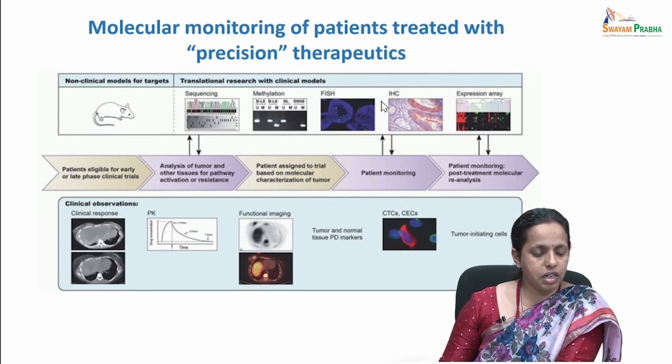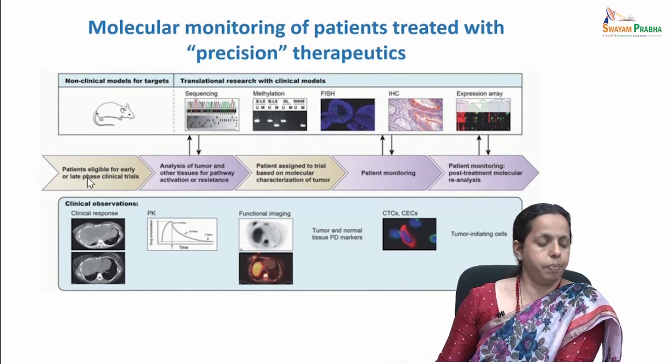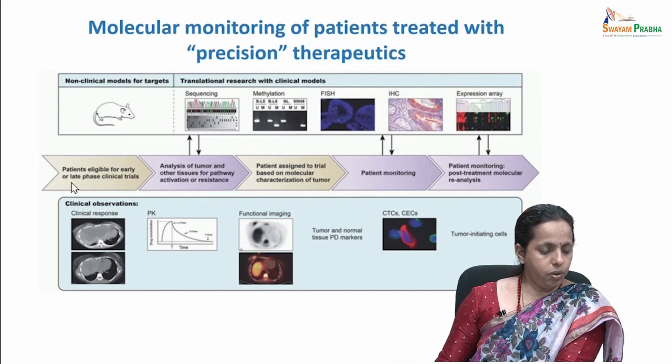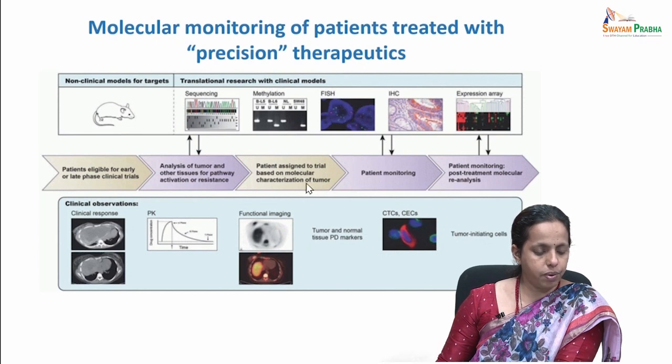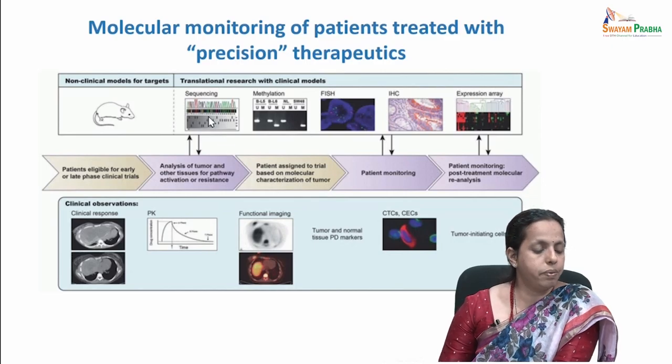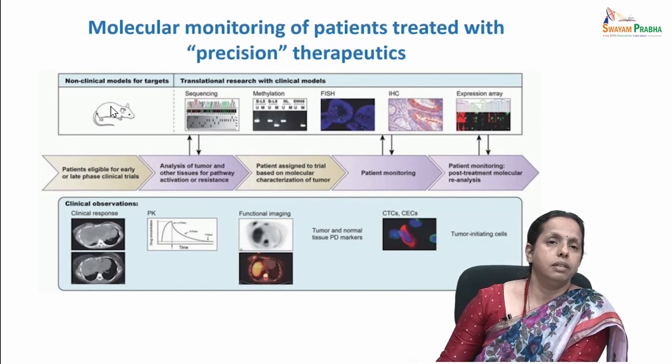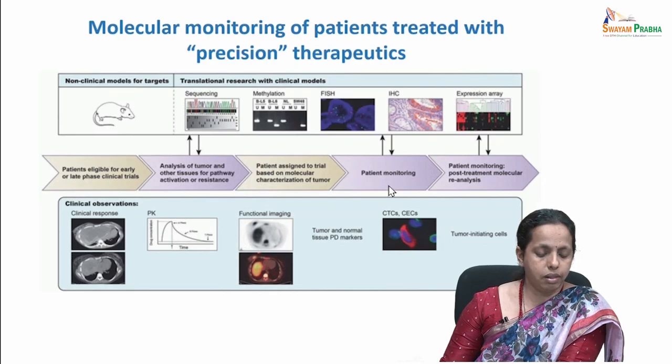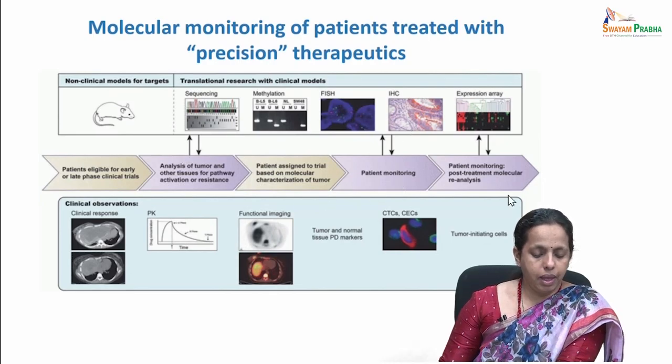Then you have the translational research with your clinical models. Patients eligible for earlier site-specific clinical trials. Then you have the analysis. You do the sequencing as I mentioned before. So patients are assigned to trial based on molecular characterization. Based on the molecular characterization of this tumor, the tumor material could be very small to go directly for sequencing. That is why you put it in a mouse model. Then patient modeling, then patient monitoring.